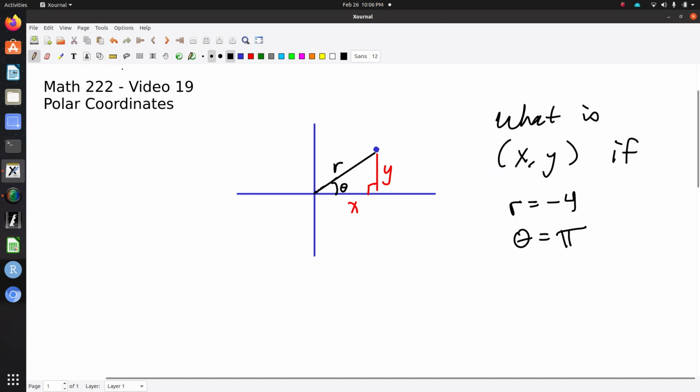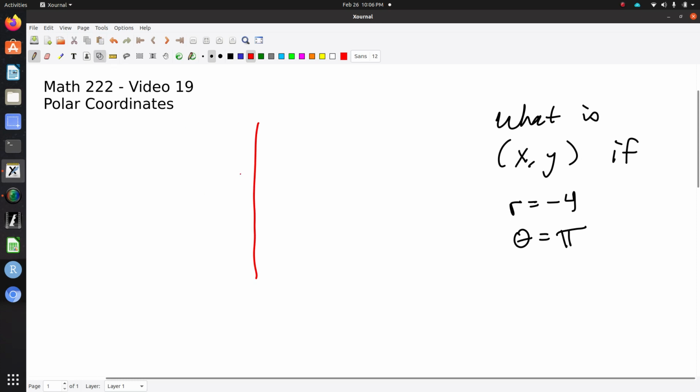Okay, here's a very crazy question. What is the x and y pair if r is -4 and theta is equal to pi? So the idea would be you would think, okay, theta is pi, so you're shooting off in this direction, except that you're not. I'm lying to you because I put a negative. So I'm really going off in the opposite direction, and so I would be at 4. So the ordered pair would be 4, 0.